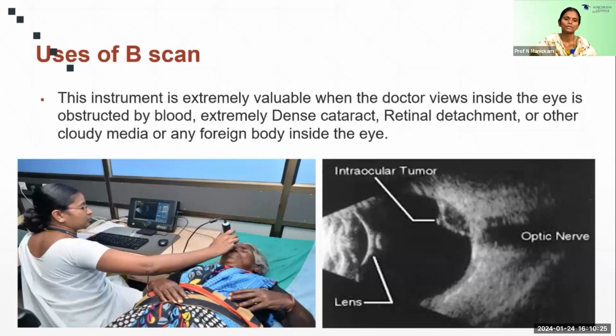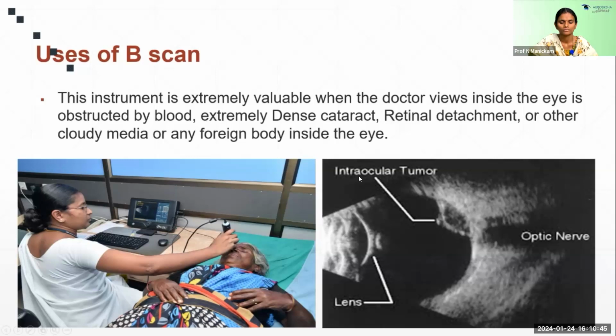Next, we move on to the B scan. B scan is a diagnostic tool which gives a two-dimensional, cross-sectional view of the eye. It is mostly used to examine the posterior segment.